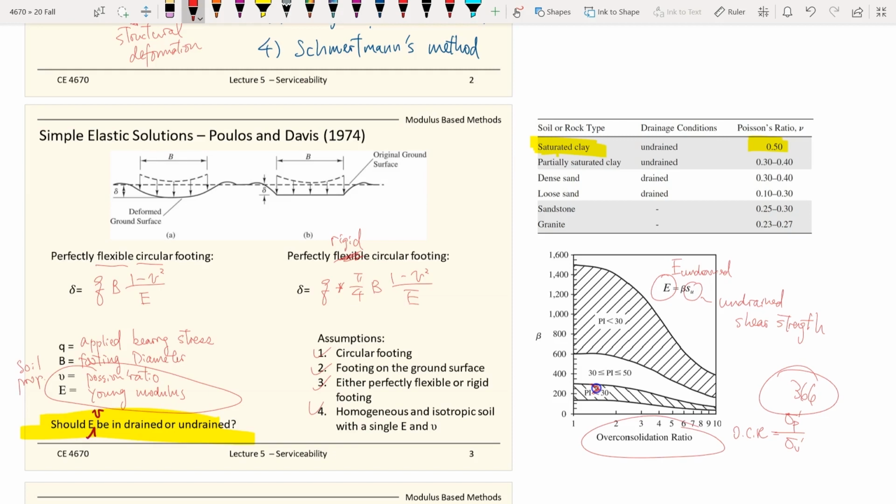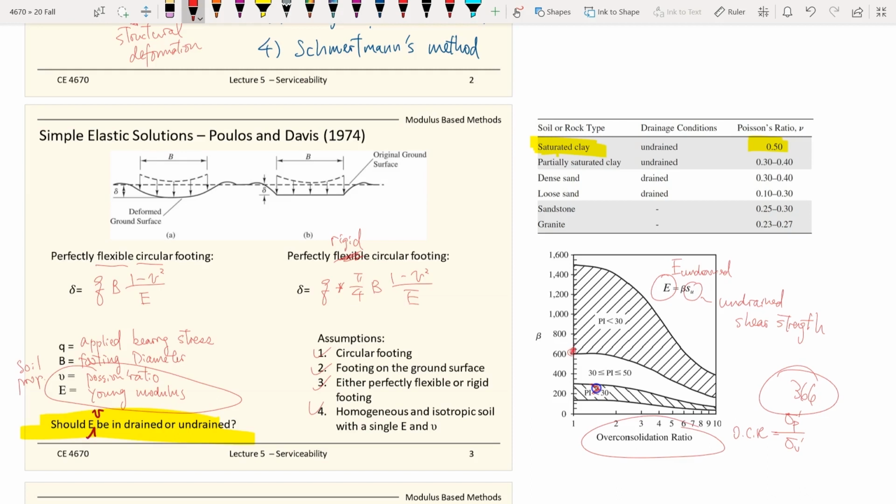So based on the plasticity index and also OCRs, the range of uncertainty differs. The higher the OCR and the greater the PI values, the smaller the range is likely to be. Otherwise, if you have normally consolidated soil, which means the OCR equals 1, and a very small PI, then the uncertainty for the Young's modulus could be huge, because the range of this beta value will be huge.